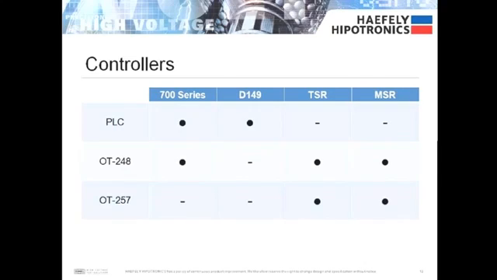These are the different controllers that we use for the systems that I just spoke about a couple of slides before. The PLC control is used for the 700 series and D149. These are two different controllers, but they are both PLC based. For the TSR and MSR, the larger systems, the OT248 is used. This is a Windows-based controller. The OT248 can also be used with the 700 series AC dielectric test sets. And then the OT257, which is also a Windows-based controller. This controller is fitted with a complete desk. It also has more memory for storing more data, and this one is used with the TSR and MSR systems as well.